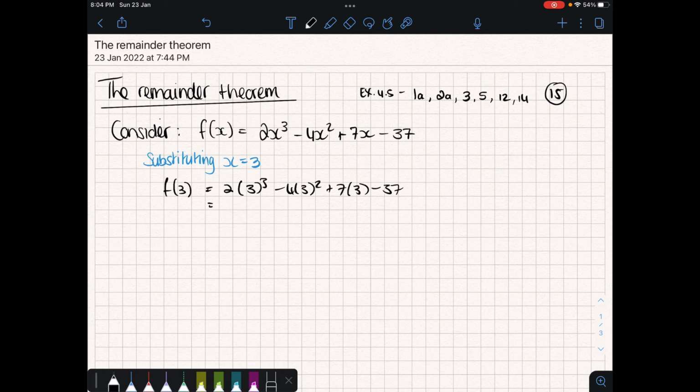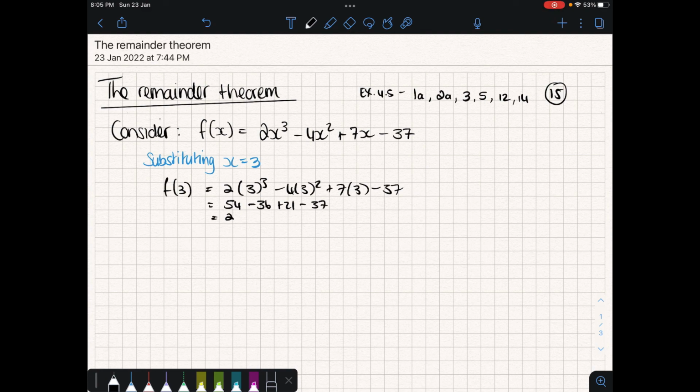So considering the output, it's 27 times 2, which is 54. Take away 9 times 4, which is 36. Plus 21. Take away 37. So in this example, instead of 0, we're going to get a remainder of 2. Right? So previously we would have discounted this solution and said that x minus 3 is therefore not a factor of f of x. However, we can use this to our advantage.